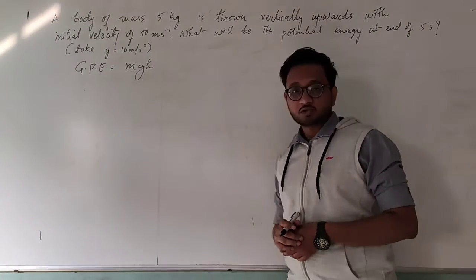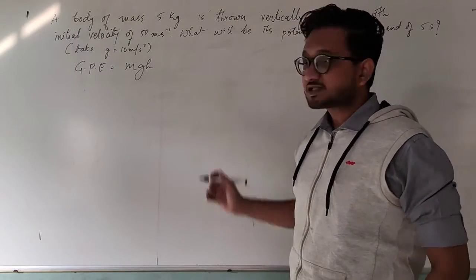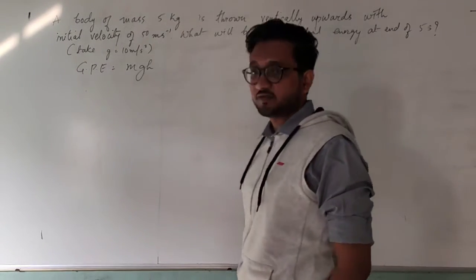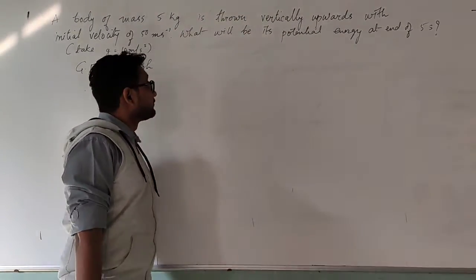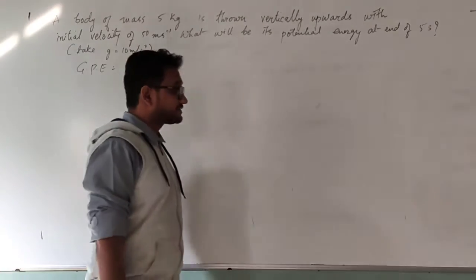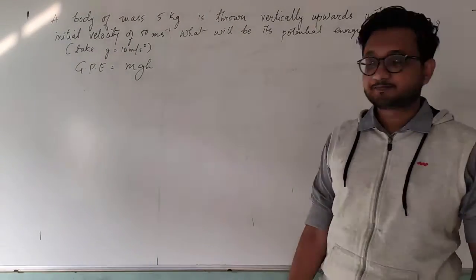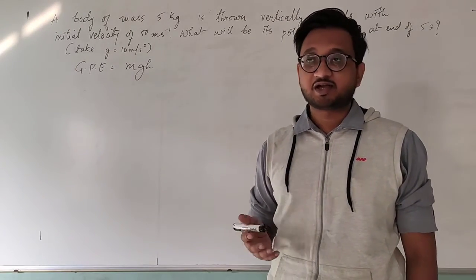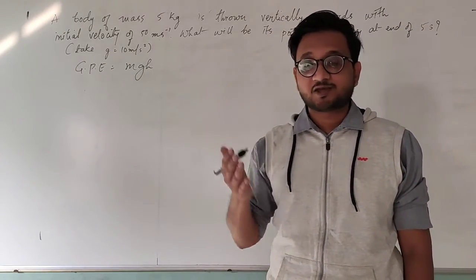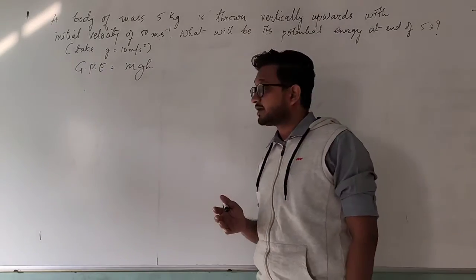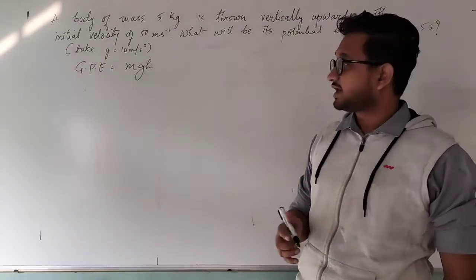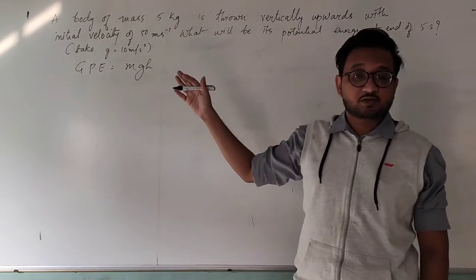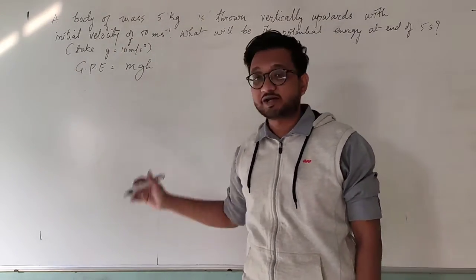Okay students, so another question. A body of mass 5 kg is thrown vertically upwards with initial velocity of 50 meters per second. What will be its potential energy at the end of 5 seconds? So obviously we have been asked to find the potential energy, and when it is related to a certain height, we know that it is gravitational potential energy. And we also know the formula for that. The gravitational potential energy of an object is equal to mass into acceleration due to gravity into height.